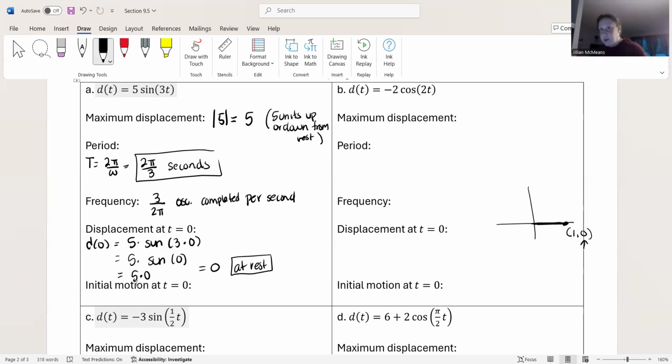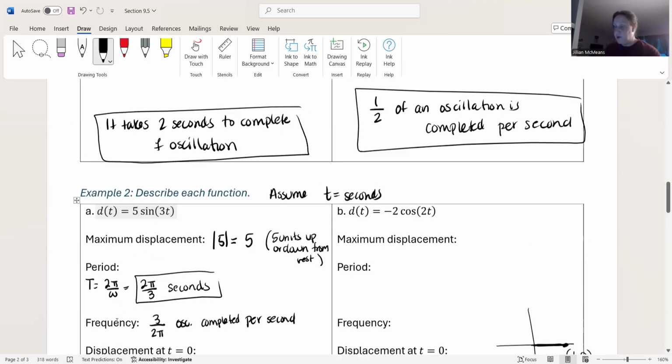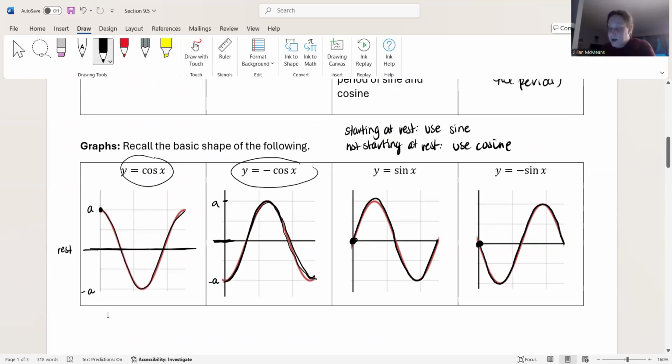Okay? Now, especially be careful on this last one. What is the initial motion? So at time equals 0. So let's say time equals 0 and then you start the clock. Okay? What is the initial motion of our object going to be? Well, we can kind of go back to those little graphs I showed you up here. So at time equals 0, let's say we're here. So we have y equals positive cosine of x. Okay? So we're starting above rest, but then we're immediately going to go down. So the initial motion is down. Okay? We're above rest, but when we let go, it's going to go flying down.